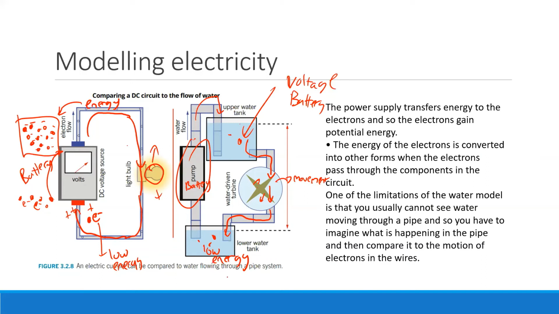This is an analogy that we're going to use a lot when we talk about circuits. That's why this is a model. A model is not an actual description of how electricity works. It's an idea of how it works. It's sort of an explanation. The power supply transfers energy to the electrons, and so the electrons gain potential energy. The electrons convert it into other forms. So this is why it's a good way to think about it.